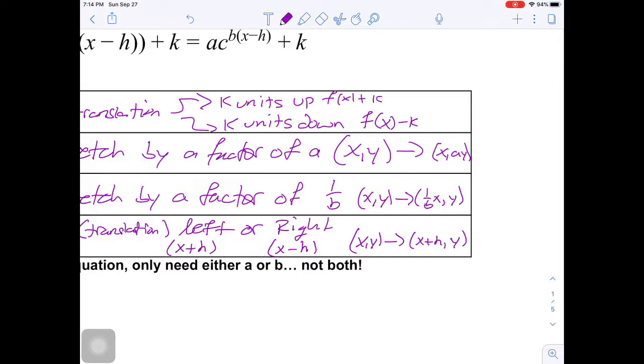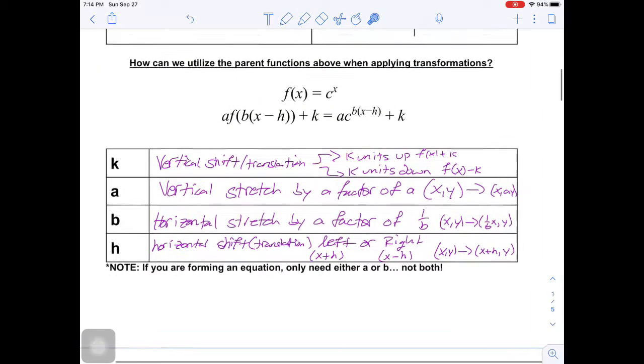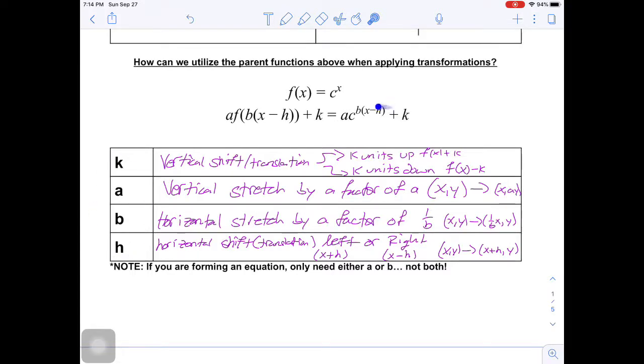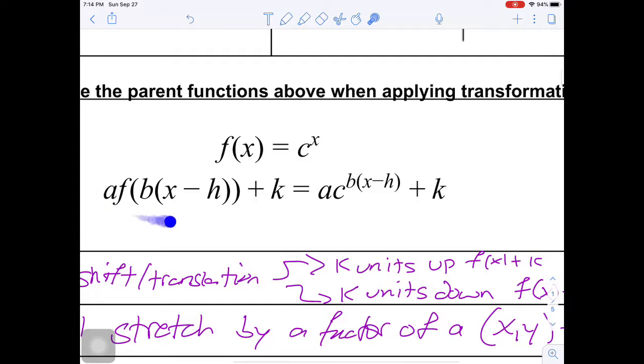So realistically, that should all be essentially review up to this point. Okay, but it's how do we actually plug that into our equation? Okay, so remember, this is function notation. This is the actual equation. So these are the transformed equation.